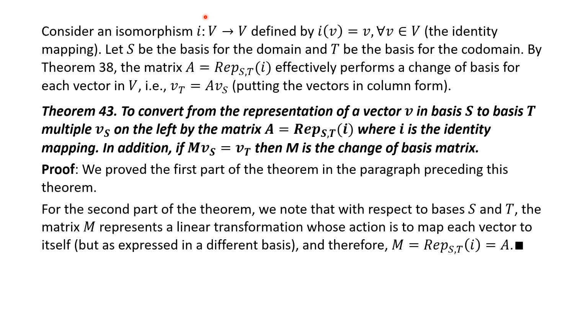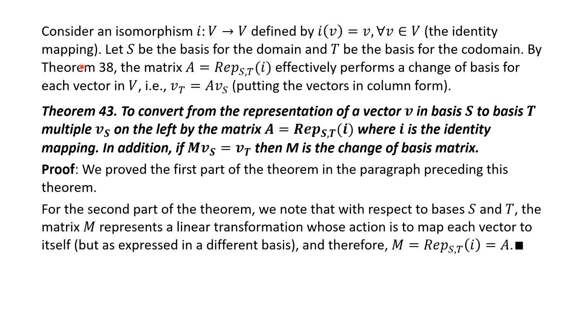Consider an isomorphism from V into itself, which we'll call I, and it's the identity isomorphism. It maps every vector from V to itself. Let S be a basis for the domain and T be a basis for the codomain. So even though it's the identity mapping, it's mapping between two different bases. And then let matrix A be the representation of S, T with respect to the isomorphism I.